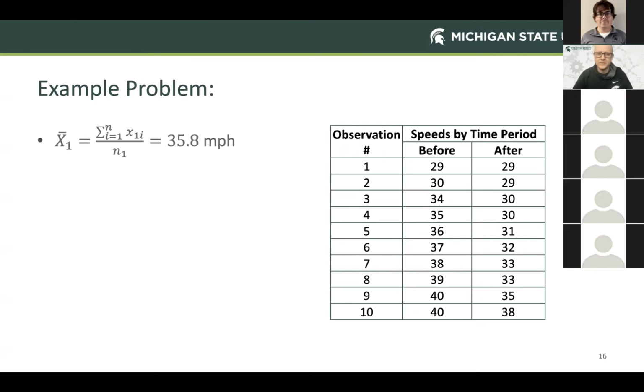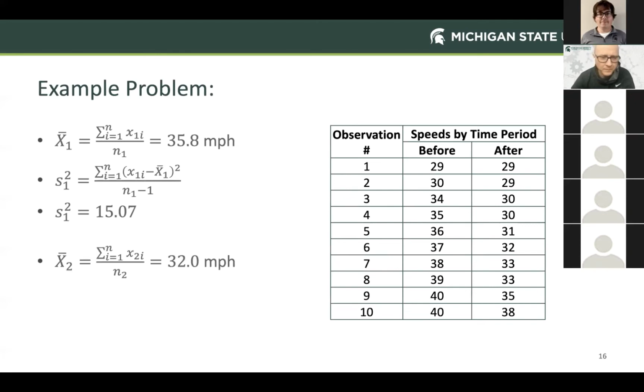So we first of all need to determine the sample variance for the period before installation of that speed feedback sign. The mean of this column is 35.8. For the sample variance, again, differencing each of these from 35.8, squaring that difference, summing, and then dividing by the degrees of freedom, we get a sample variance of 15.07, again omitting the units of miles per hour squared here. That's very close to the hypothesized value of 15.0 we had tested against previously.